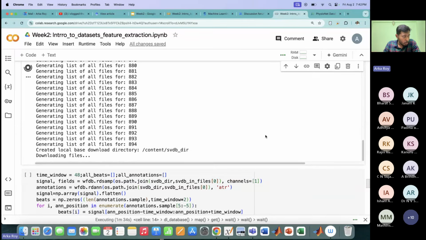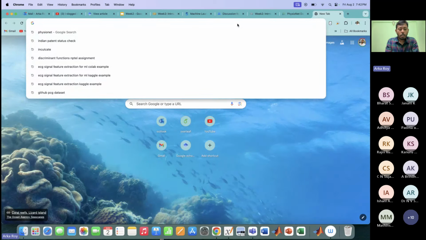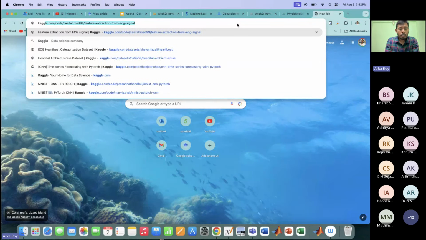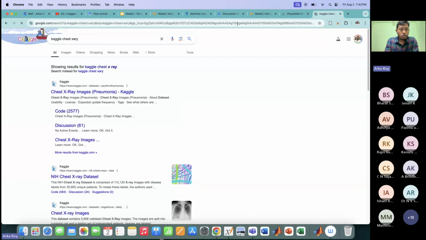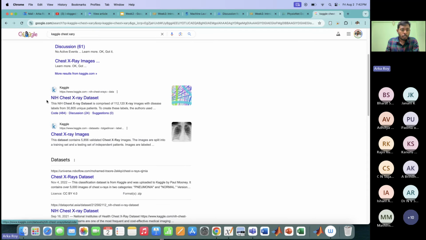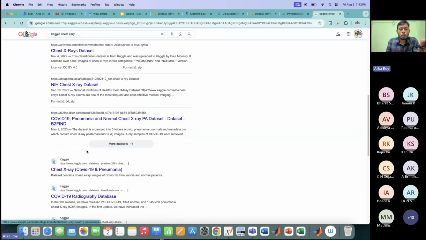If you want to use any sort of biomedical image data, there are other websites. One is Kaggle. Let's say you search Kaggle chest X-ray, and you'll see n number of data sets, like chest X-ray image pneumonia, NIH. This is a very famous agency, the National Institute of Health, a US-based agency. Their data sets include COVID-19, pneumonia, normal. So this is one way.